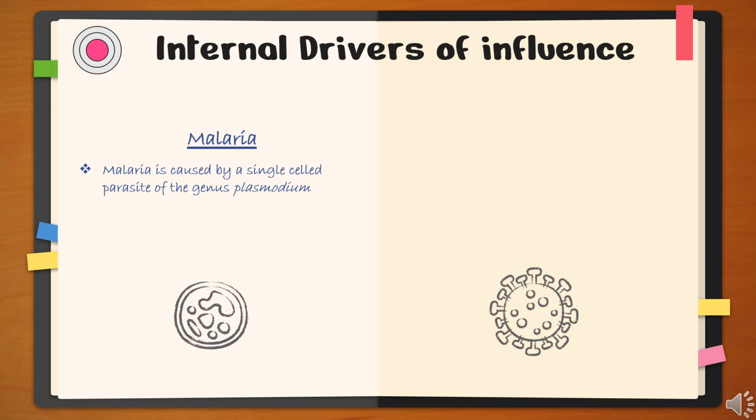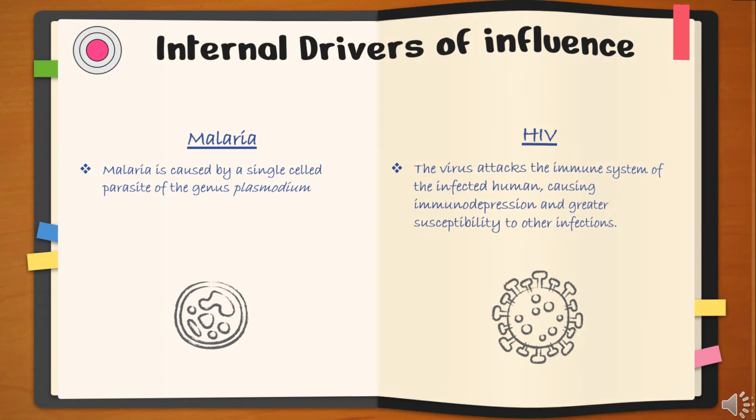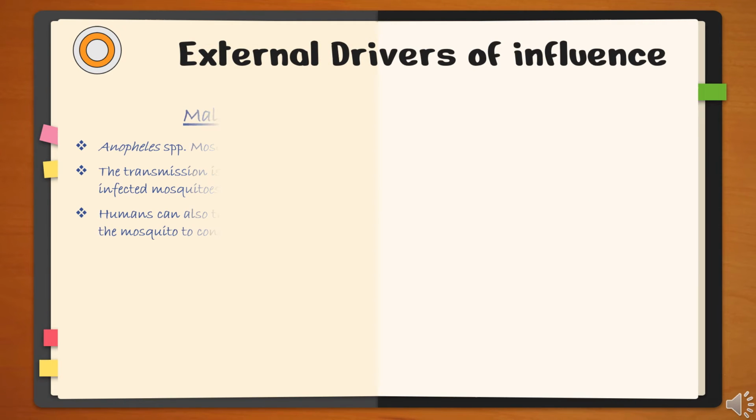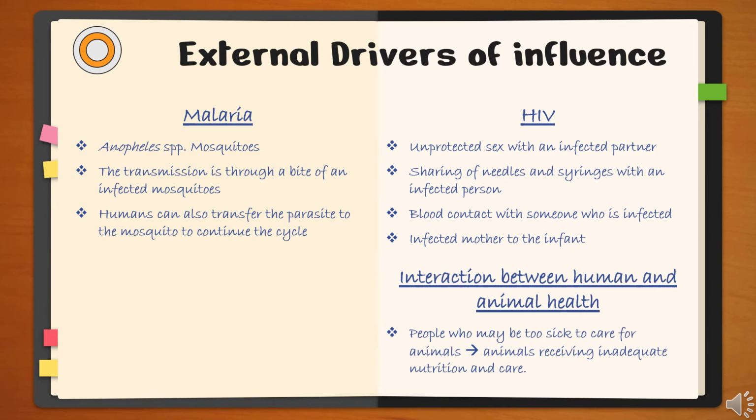Drivers, internal level. Malaria is caused by a parasite of the genus Plasmodium. With HIV, the virus attack causes immunosuppression in the patient, hence they become more susceptible to infection. External level: malaria can only be transmitted by the female Anopheles. HIV spread is due to sexual contact, vertical transmission, etc. People who are too sick to take care of their animals can lead to starvation, hence the animals become susceptible to other diseases.